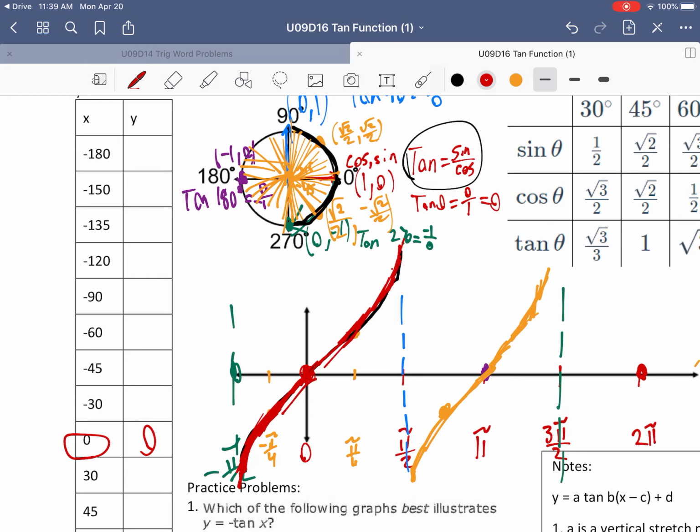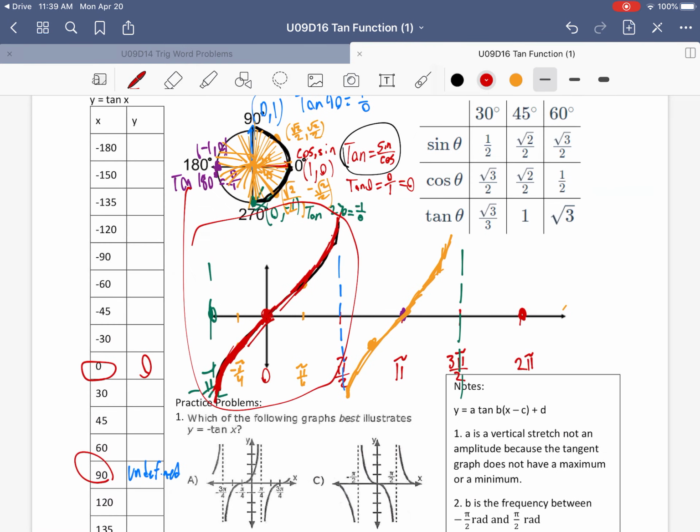So this is technically one period of the tangent curve. So one period of the tangent curve happens from negative pi over 2 to pi over 2, and then repeats because of the way the slope of the terminal ray of the reference angle continues to rotate around.